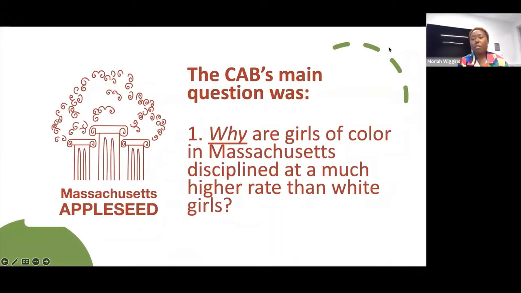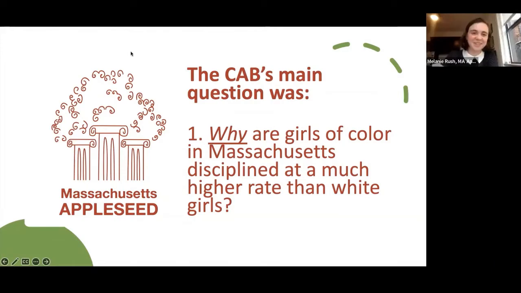Okay, so as we were planning and putting the study together, we really based it on one main question. Why are girls of color in Massachusetts disciplined at so much higher a rate than their white counterparts? As we developed those questions, we got a whole bunch of data back, and that is where we'll have our findings. Yeah, and I'll just say, this was the primary question, but if you look through the report, there were about 5 or 6 subsequent questions that really directed the scope of the study.